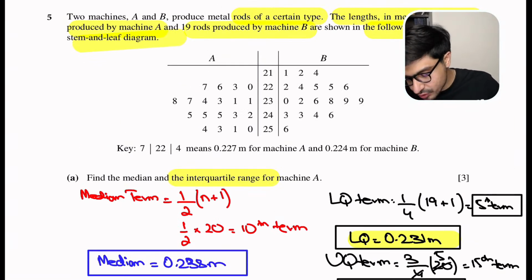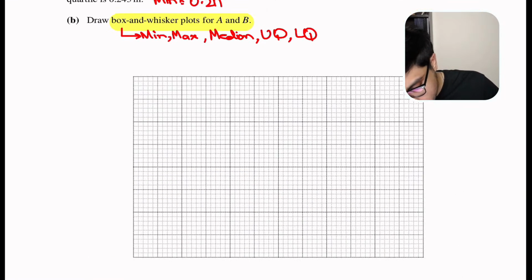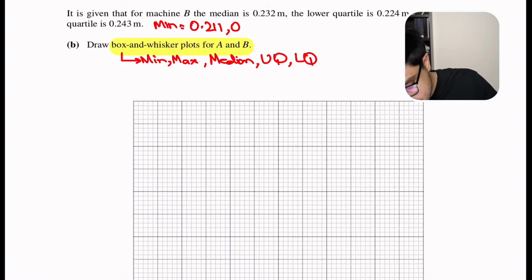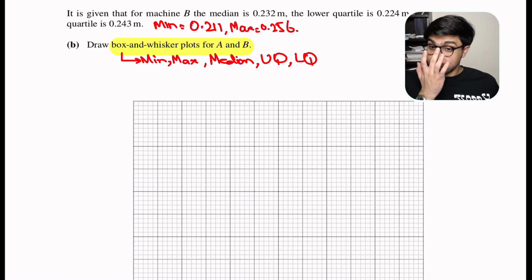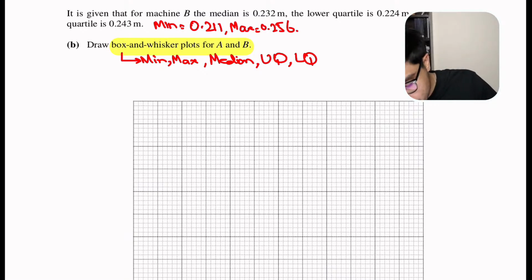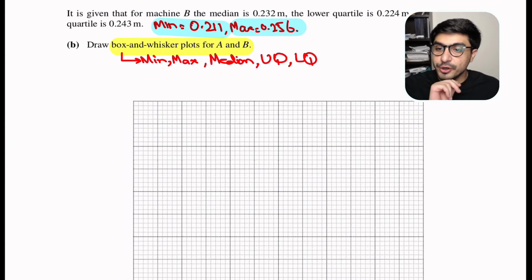And if we need to draw it for machine B, sorry, the maximum value for machine B is going to be 0.256. The maximum in this case is going to be 0.256, right? So this is how it is supposed to be done. This is going to be the minimum value, and this is going to be the maximum value, and these are the 2 things that are going to be there.